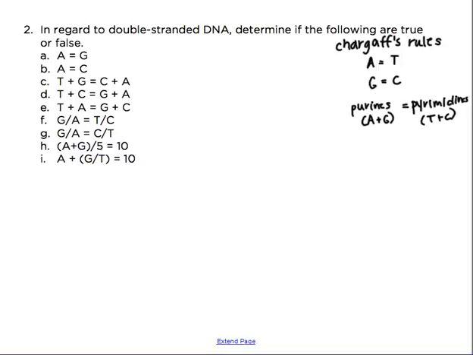Okay, so let's go through these. For A, it says that the number of A equals the number of G. Now this isn't true. As you can see over here, the number of A equals the number of T. So this is false most of the time. However, can you think of any time where the number of A is going to be equal to the number of G? Well, this would only happen if all four bases are represented the same number in a double-stranded DNA section. So this is false unless they both equal 25%.